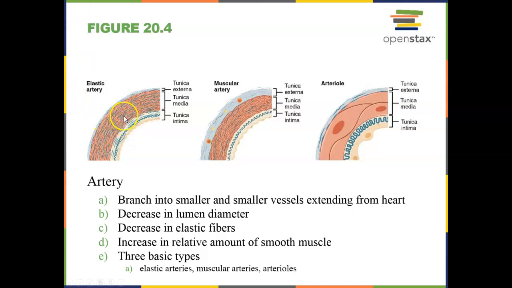If you look here, you can see a very thick layer of smooth muscle. Here we still have a nice thick layer of smooth muscle, not as thick as this one. And here there's only like 2 layers of smooth muscle. So the arterioles are very small, okay?